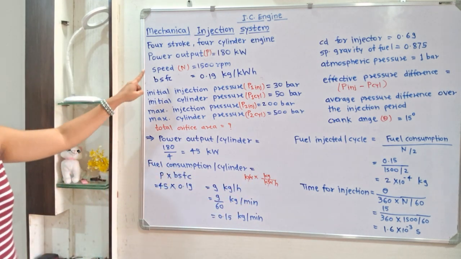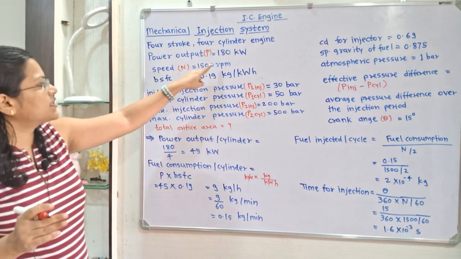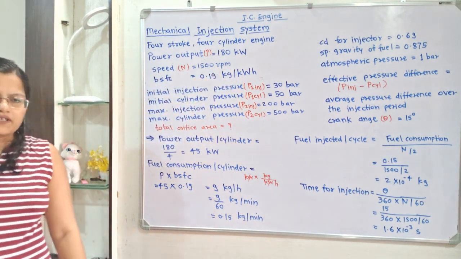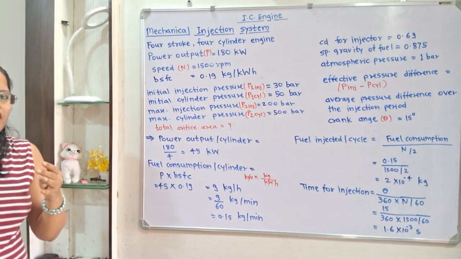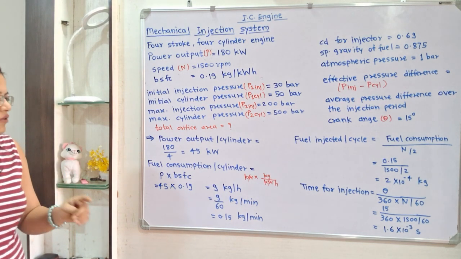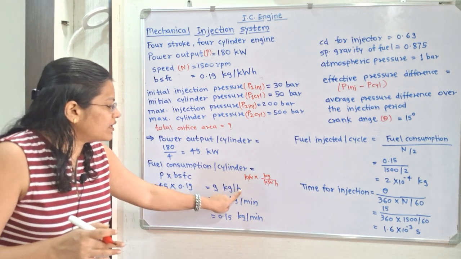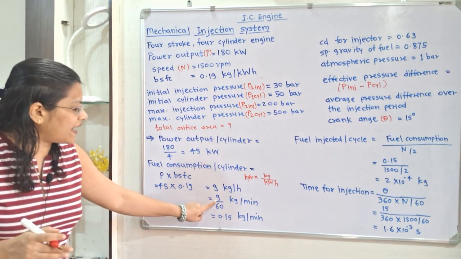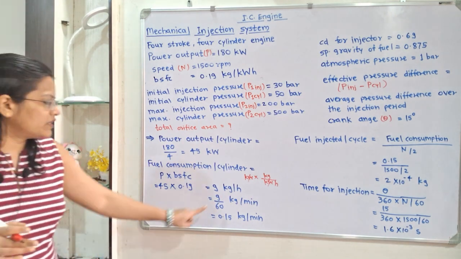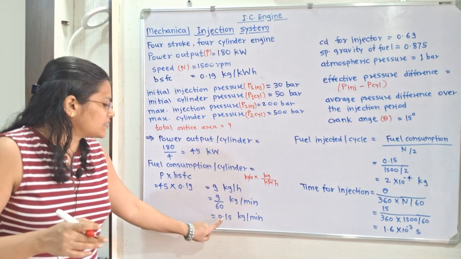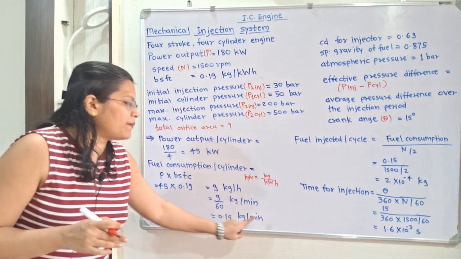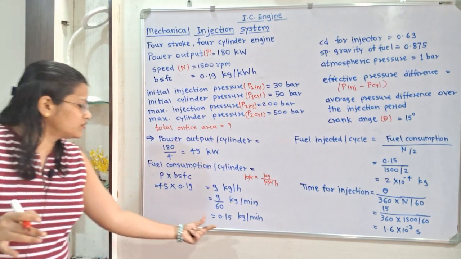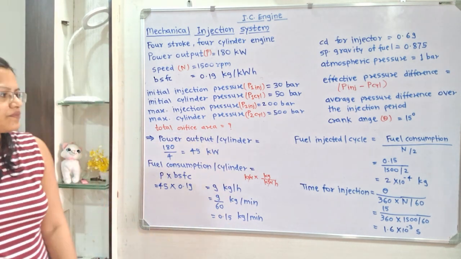But speed is given in revolution per minute, so we will convert the hour into minutes. In 1 hour there are 60 minutes, so we take 9 divided by 60. It is in kilogram per minute, which is equal to 0.15 kilogram per minute. We will use this fuel consumption.